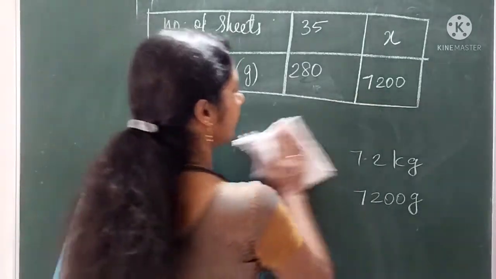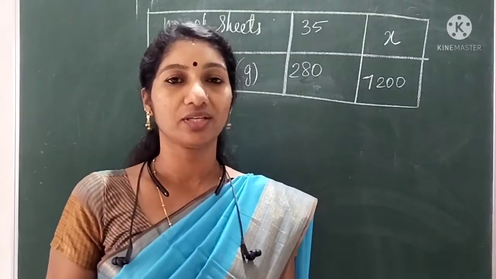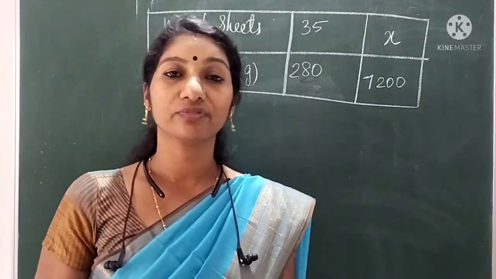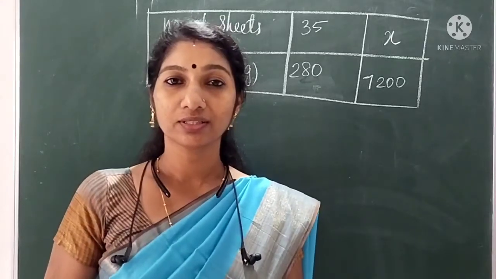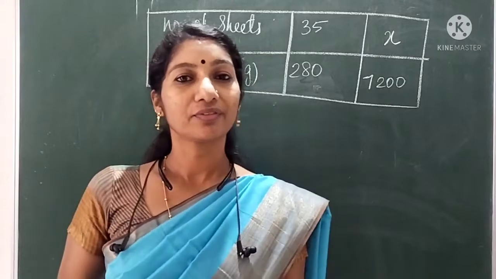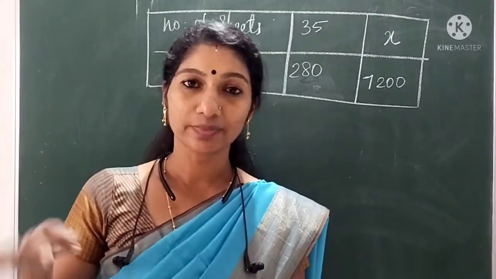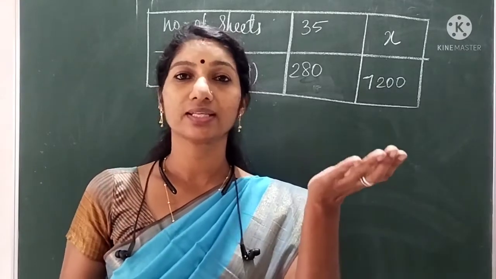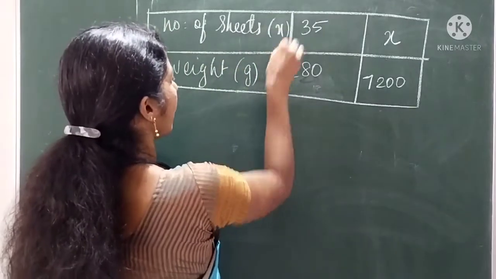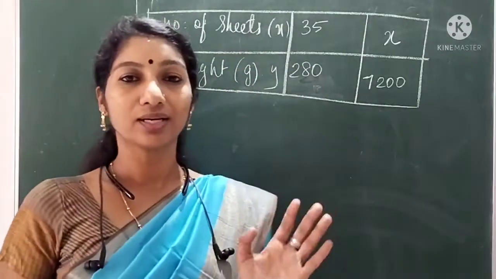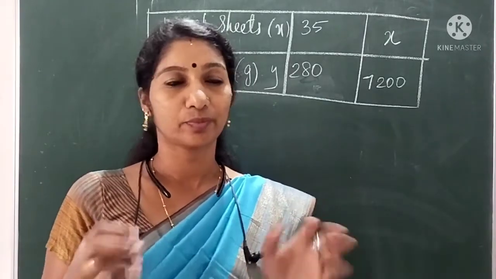Now again, after drawing the table you need to think about the situation: what type of variation it is, what type of proportion it is. It is direct proportion. If the number of sheets is increasing, the weight also will increase. If the number of sheets is less, the weight also will be less. So when one quantity increases, the second quantity also increases. These are the two quantities, this is x and this is y. X and y are both increasing or both decreasing, so we call it direct proportion.